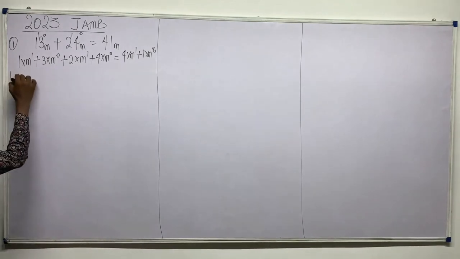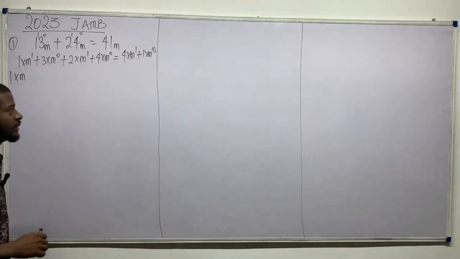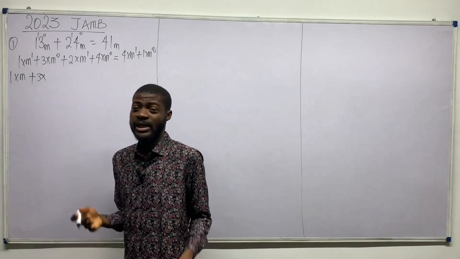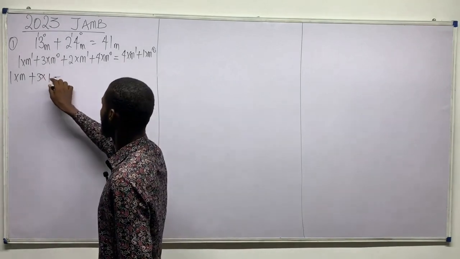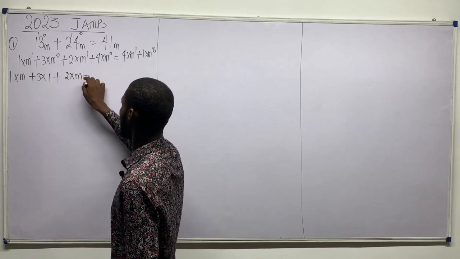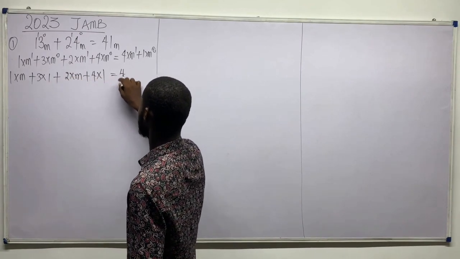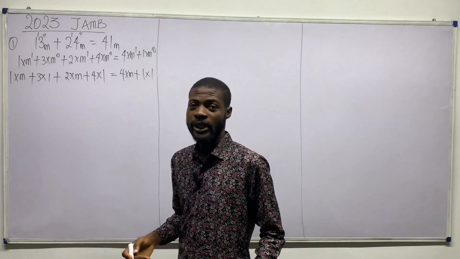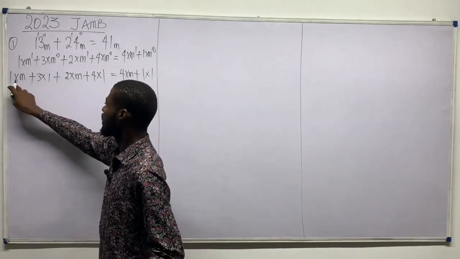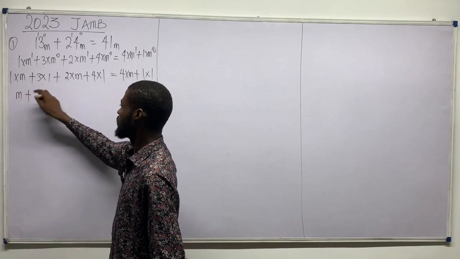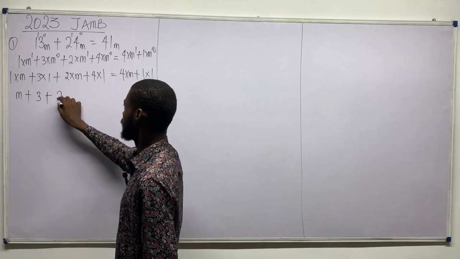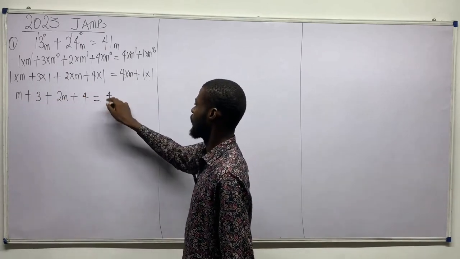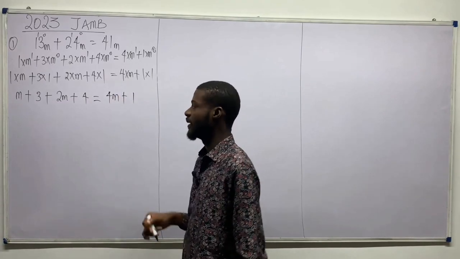Now this is 1 times m, because anything to the power of 1 is that same thing. Then plus 3 times m to the power of 0 is 1, because anything to the power of 0 is 1. Then plus 2 times m plus 4 times 1 equal 4 times m plus 1 times 1. Just follow the same procedures as I've done in previous exercises. So 1 times m is just m, plus 3 times 1 is just 3, plus 2 times m is 2m, then 4 times 1 is 4, and this will be equal to 4 times m is 4m, then 1 times 1 is 1. So this is what we have.